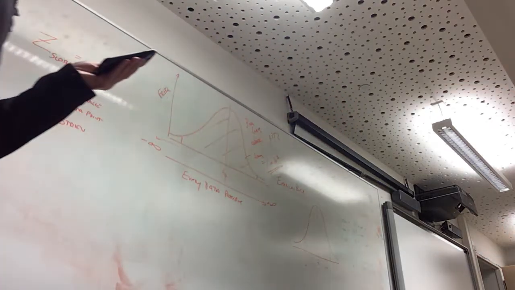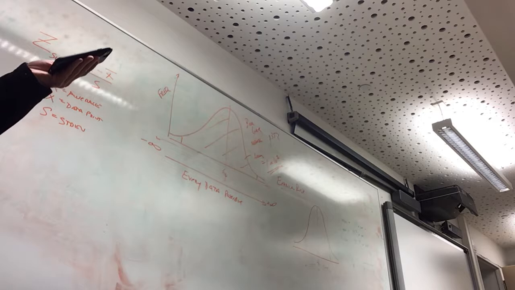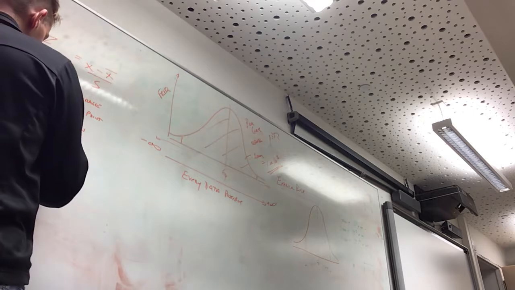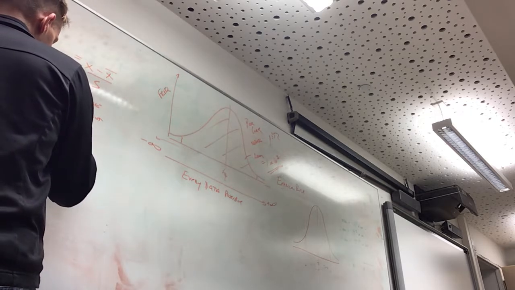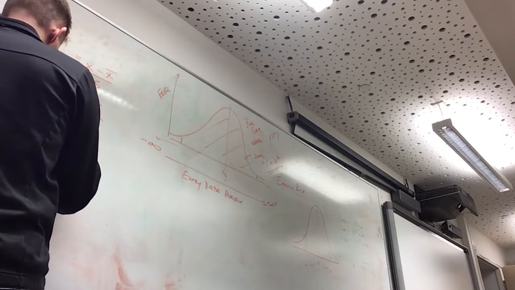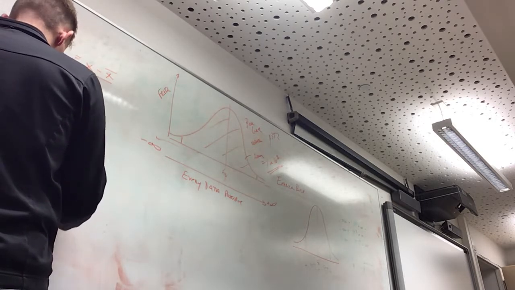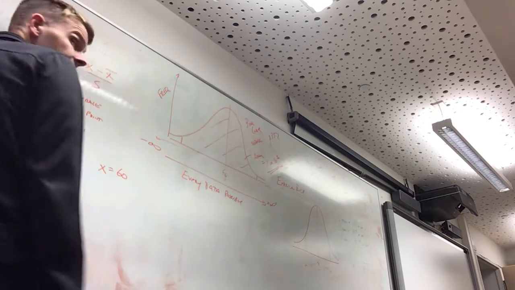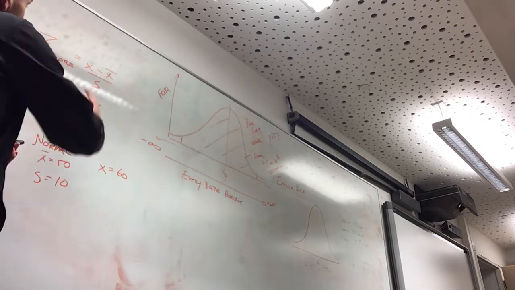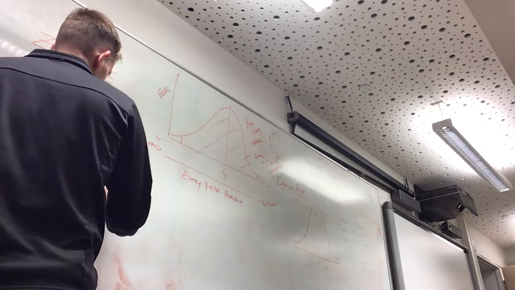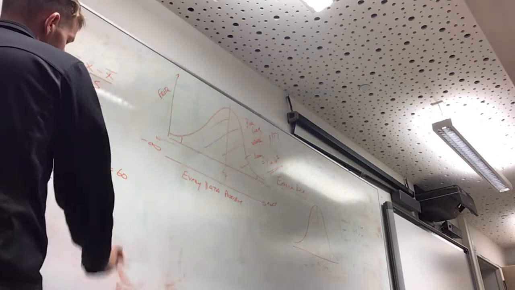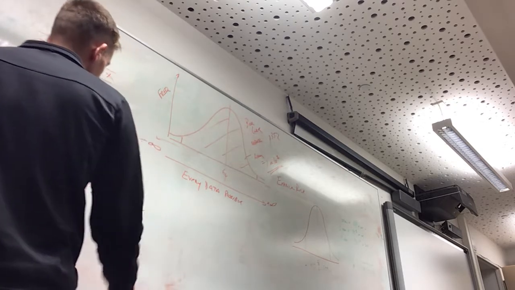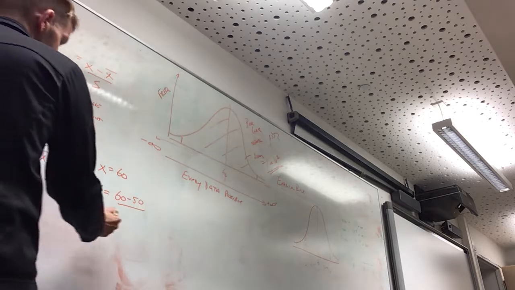It says for number 2 on page 355, for normally distributed data with a mean of 50, so it says it's normal. That means we can use the z-score. X bar is 50, and the standard deviation is 10. Find z for the following. X is 60. All right. Come up here and use our equation. Z is equal to x minus x bar. So it'll be 60 minus 50 divided by the standard deviation, which is 10.